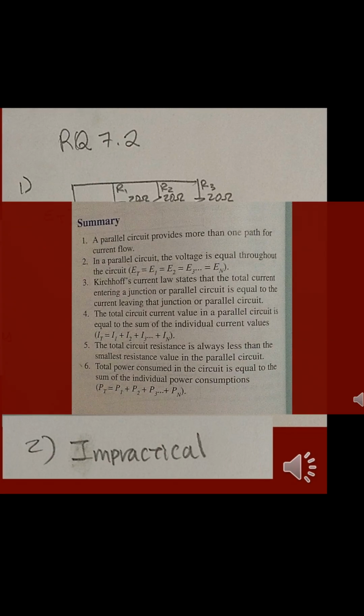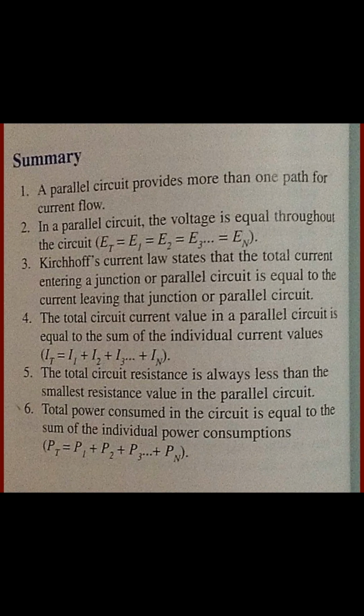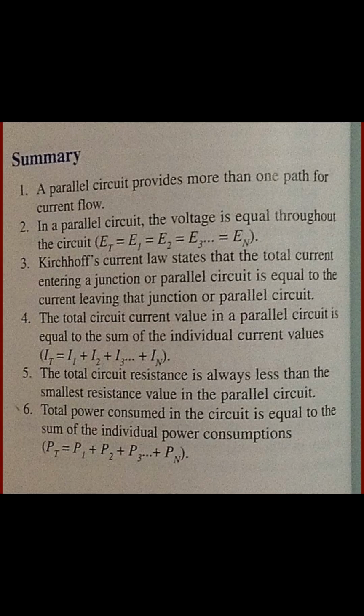In summary, a parallel circuit provides more than one path for current to flow. In a parallel circuit, the voltage is equal throughout the circuit, like voltage total equals voltage 1 equals voltage 2 equals voltage 3, and so on. Kirchhoff's current law states that the total current entering a junction or parallel circuit is equal to the current leaving that junction or parallel circuit. The total circuit current value in a parallel circuit is equal to the sum of the individual current values. Same as current total equals current 1 plus current 2 plus current 3, and so on.